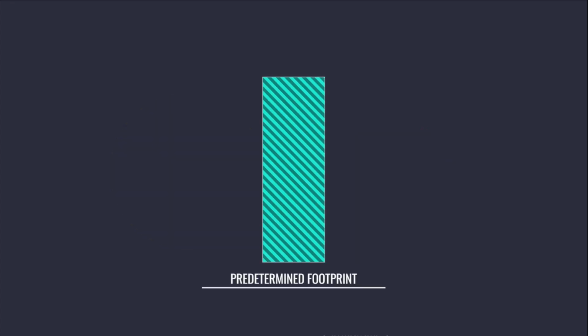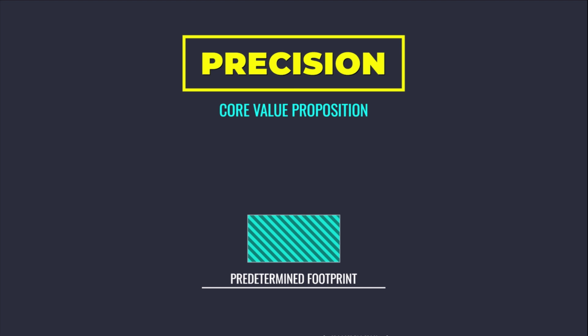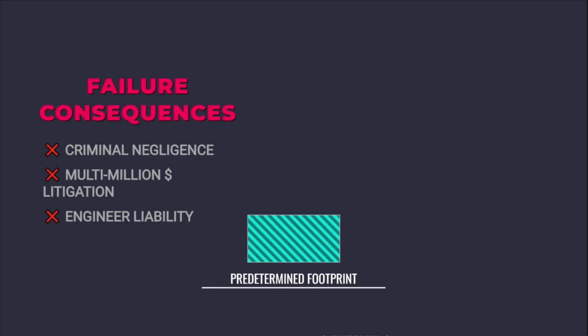Engineers must guarantee the structure folds into its predetermined footprint, typically 1.5 times the height of the structure. This precision is the core value proposition distinguishing implosion contractors from standard mechanical demolition firms. Failure to achieve this controlled collapse immediately triggers multi-million-dollar litigation and potential criminal negligence charges against the lead engineer and the contracting firm.